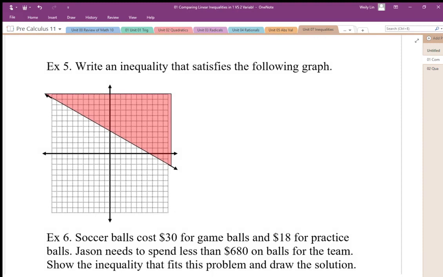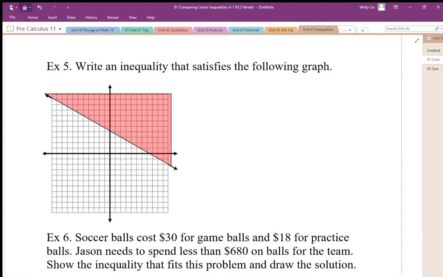Here we have an inequality where the solution is given to us in graphical form. So we need to convert this into an inequality. What we need to determine this is where the boundary is. We need to know where this line is, so we need to know the equation of that line.